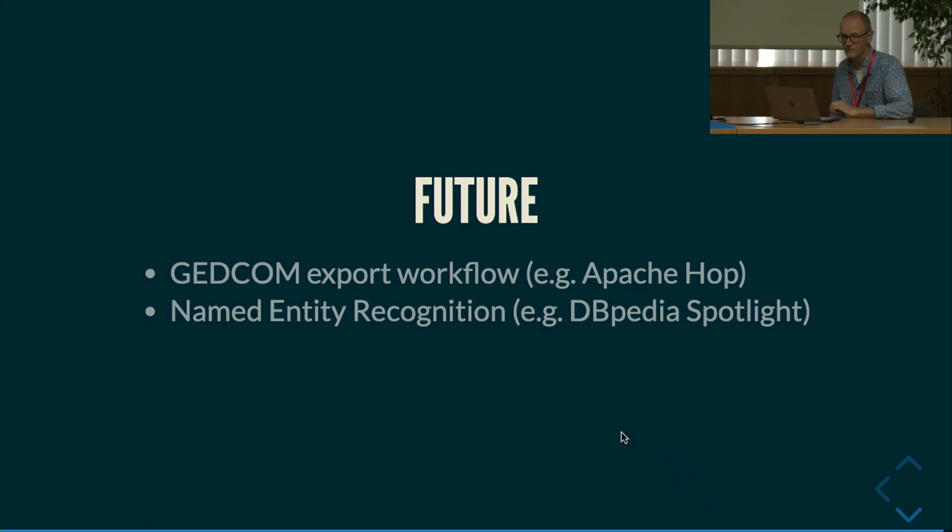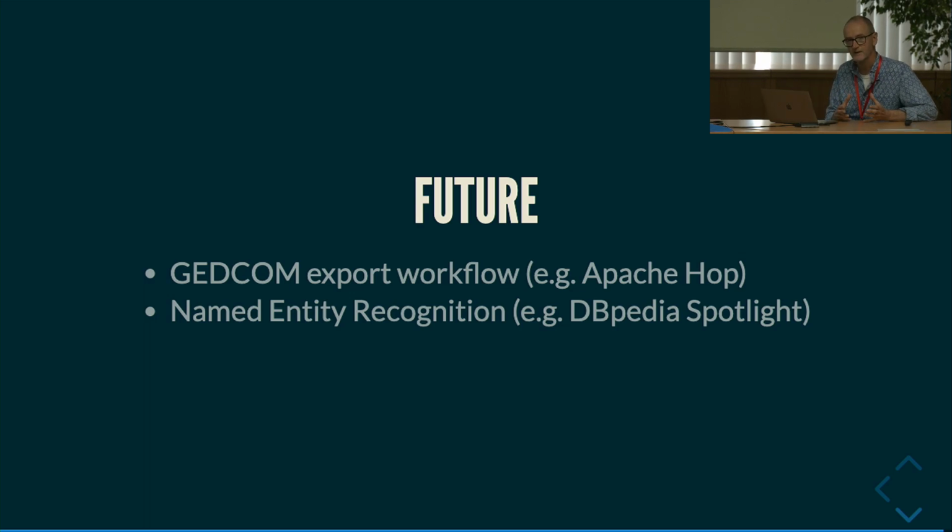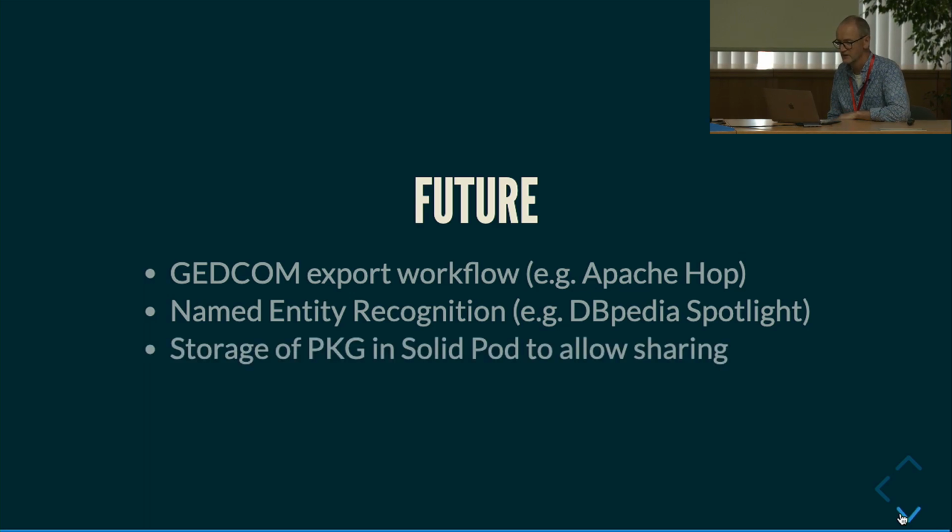Once you've got this personal knowledge graph, what I'm interested in doing is being able to link that information into the journal. And I've got a number of different ideas about how I could do that. But one possibility, of course, is named entity recognition using a tool such as DBpedia Spotlight, which will locate named entities in your text and link them to the correct resource.